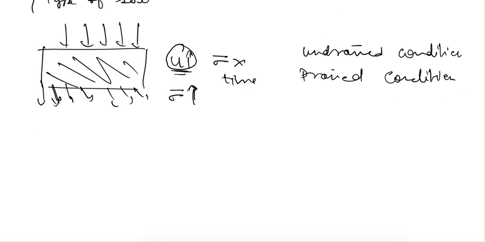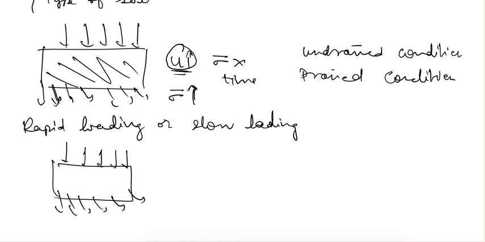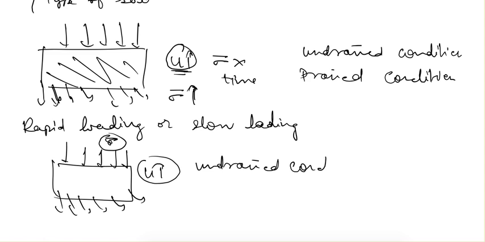So depending upon that, another factor is rapid loading or slow loading. What does it mean? If we are applying this load suddenly in a manner that pore water pressure is unable to move out that quickly, it means that we applied some load sigma and the amount of this sigma was such that the pore water pressure built up, it could not go out. So because of that the undrained condition will exist, because pore water pressure is existing.